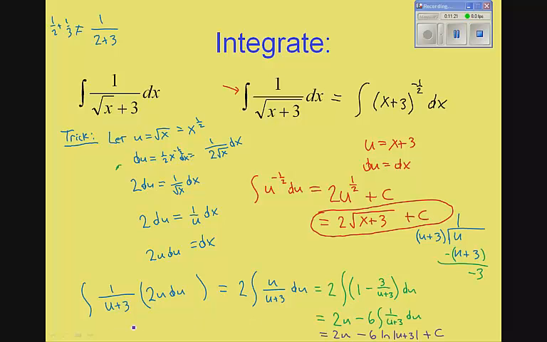Okay, so the final answer looks like 2 square root of x minus 6 times the natural log. Oh, cool. I don't need the absolute values because square roots are always positive. So I can put square root of x plus 3 here, plus c. There's a final answer.